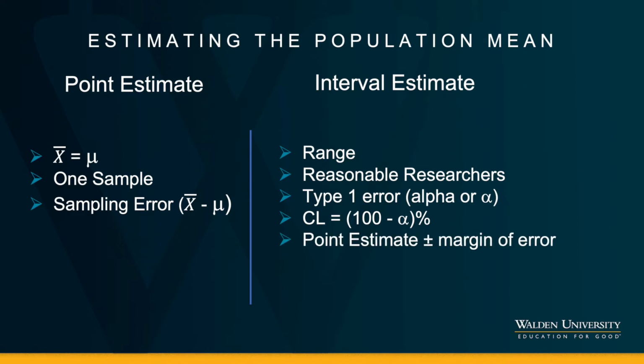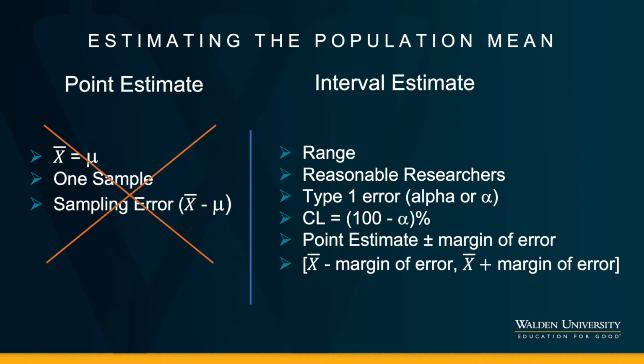The interval will consist of two numbers: the point estimate minus the margin of error, that's the lower number, and the point estimate added to the margin of error. I've written them out here in bracket form. We can see the smaller number on the left and the larger number on the right. That is the approach that we will use in this presentation, and we will not work with solely one sample and one point estimate.